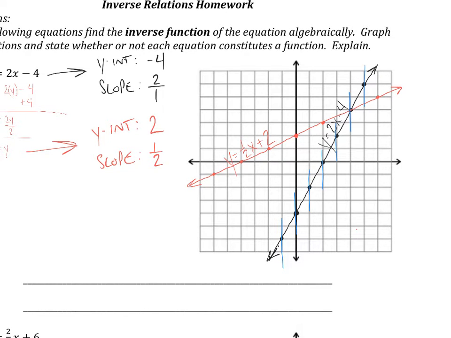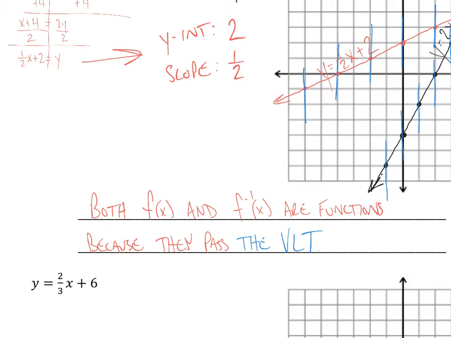And if we try the vertical line test out on our second equation, we'll have the same result. There's no vertical line that I could draw that would hit our inverse function 2 times. So it is indeed a function. So I would write that both my original function and my inverse function are functions because they pass the vertical line test. Good luck on the rest of the worksheet, guys.